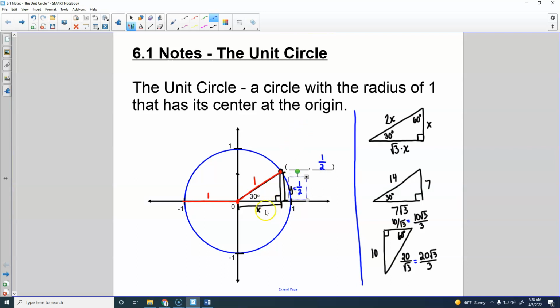What do we need to do to find the x-coordinate here? We've got the short leg. We need to multiply it by the square root of 3. All right, so if we do 1/2 times the square root of 3, it's like square root of 3 over 1. We'll just get square root of 3 over 2. So this x-coordinate here is square root of 3 over 2. That's the length of this side.